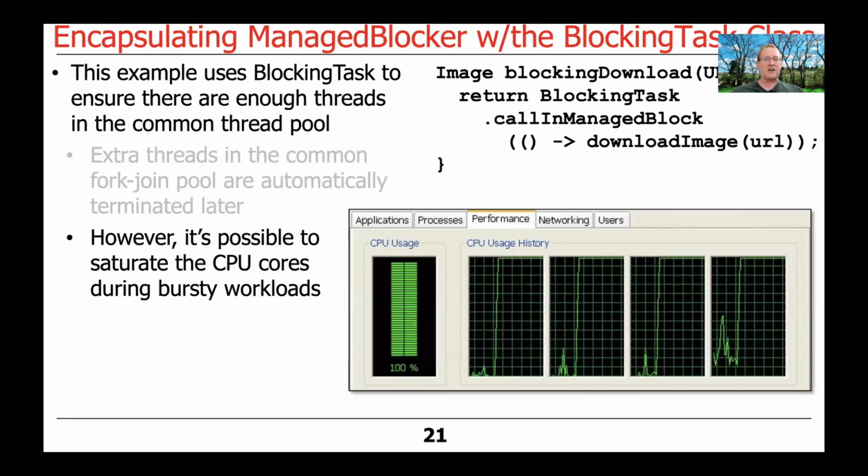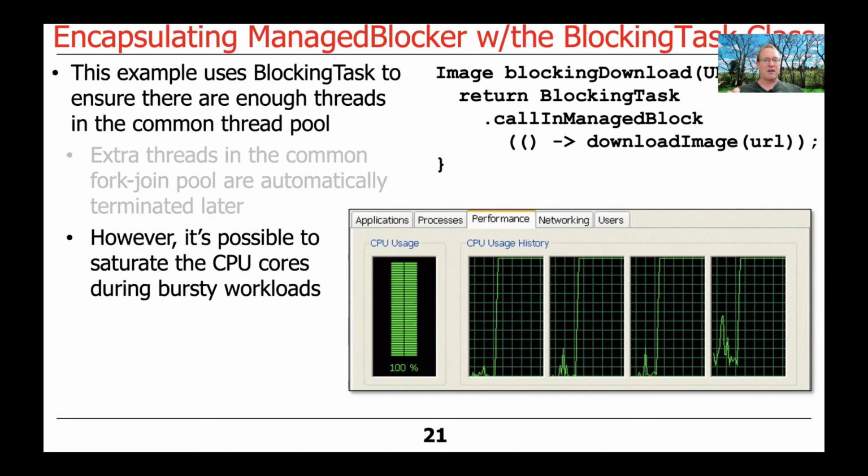Now, the one downside with this approach, and this isn't really a knock against the BlockingTask per se, it's a knock potentially against using ManagedBlocker, is if you have a large number of requests that all come in a burst, then you could end up saturating the CPU by just allocating tons of threads. That's always a challenge. This approach, which adds new threads to the common fork join pool, is really not carefully designed to think much about that.